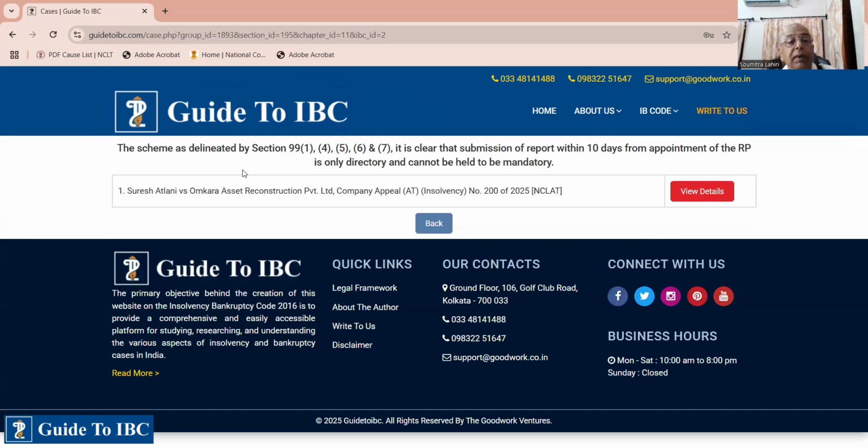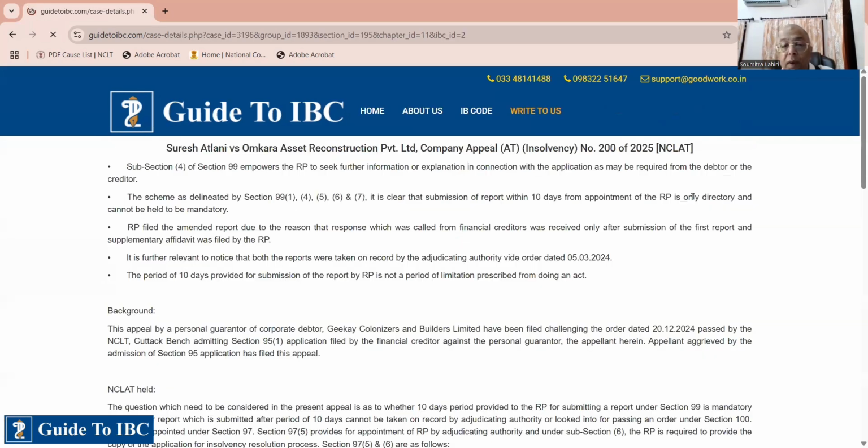The scheme as delineated under Section 99(1), (4), (5), (6) and (7) makes it clear that submission of the report within 10 days from the appointment of the RP is only directory and cannot be held to be mandatory. This is Suresh Atlani versus Omkara Asset Reconstruction Private Limited, Company Appeal number 235. As I told you, I am the advocate in the matter.